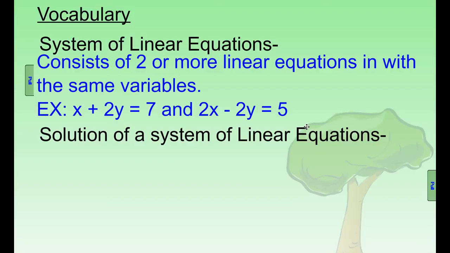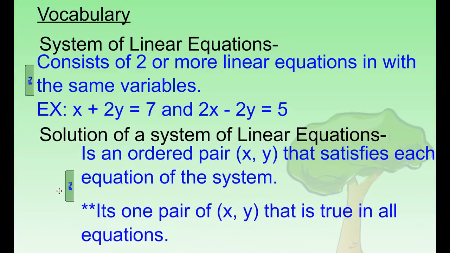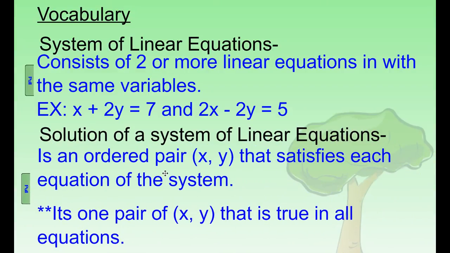And the solution of a system of linear equations is simply an ordered pair. It's an x and y pair that satisfies each equation in the system. That means it's one pair of x and y, so one point on a coordinate grid, one xy coordinate, that is true in all of the equations. It makes all of them true. And that's what we're looking for.